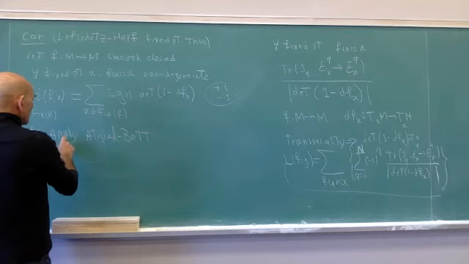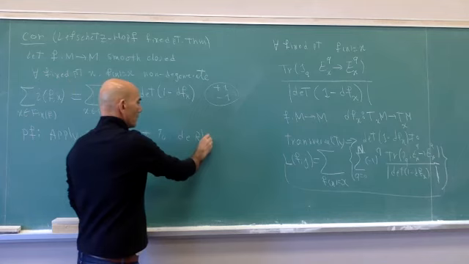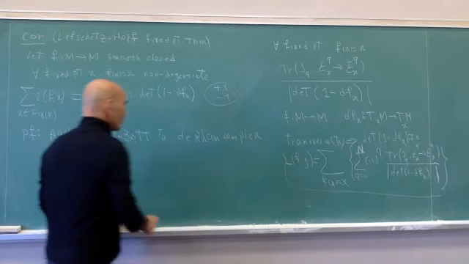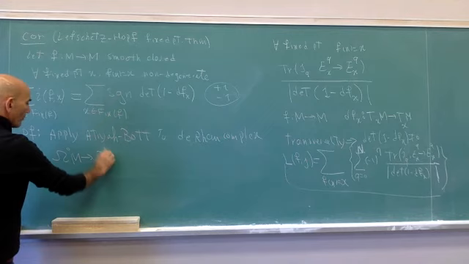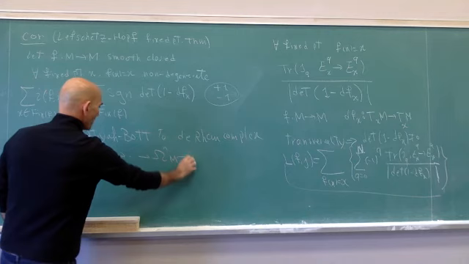So apply Atiyah-Bott to the de Rham complex. The de Rham complex, of course, is an elliptic complex, right? That was our first example of an elliptic complex. So we have omega zero of M, omega one of M, up to omega n of M, with the differential D.